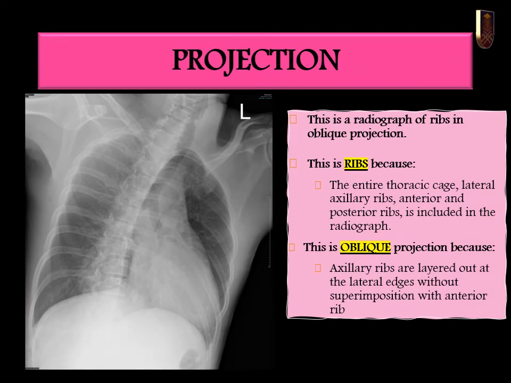This is a radiographic image of the rib in oblique projection. This is ribs because the entire thoracic cage, the axillary ribs, as well as the anterior and posterior ribs are included in the radiograph. This is oblique projection because we can see the axillary ribs under investigation are laid out at the lateral edges of the radiograph without superimposition with the anterior ribs.